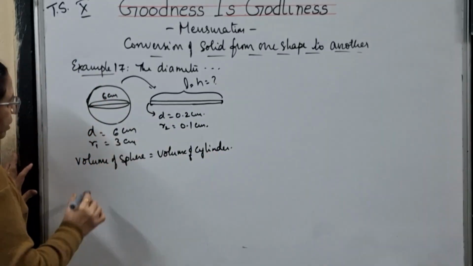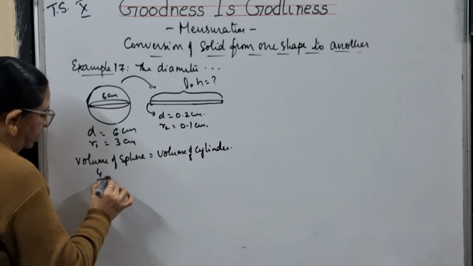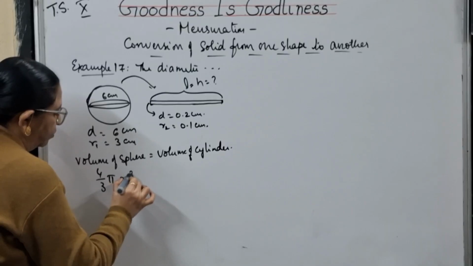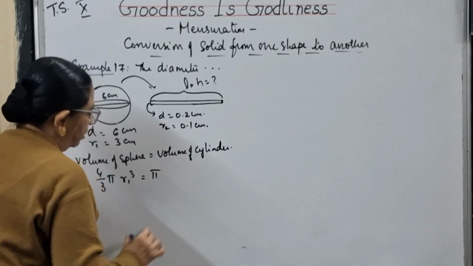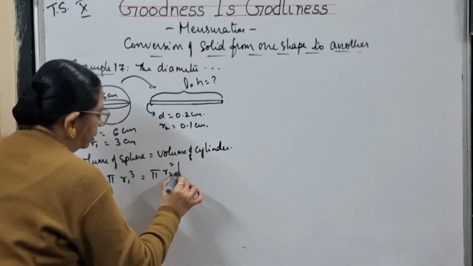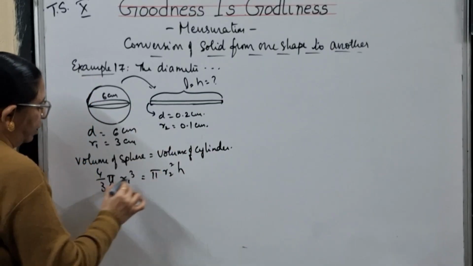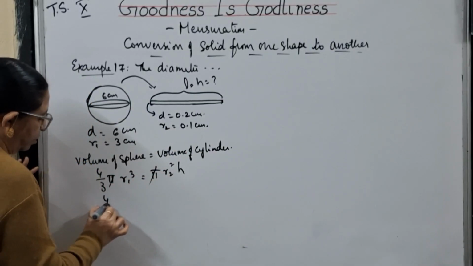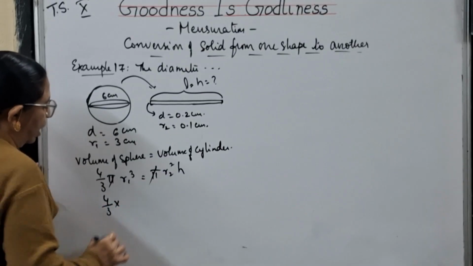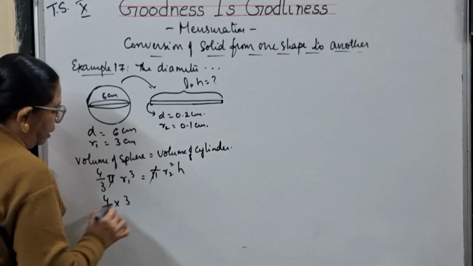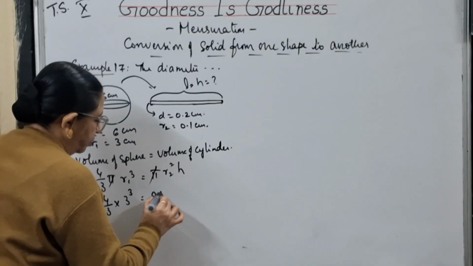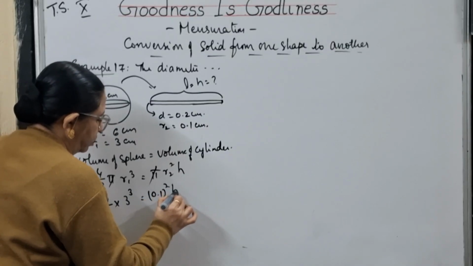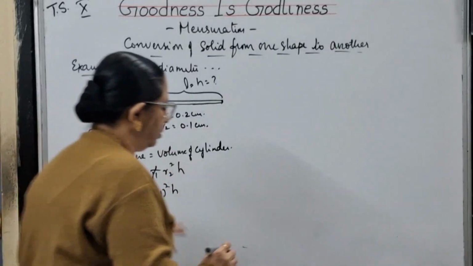So volume of sphere, 4 by 3 pi R1 cube, is equal to volume of the cylinder, pi R2 square h. So pi and pi will get cancelled. 4 by 3 into R1, which is 3, cube is equal to R2, which is 0.1, whole square into h.